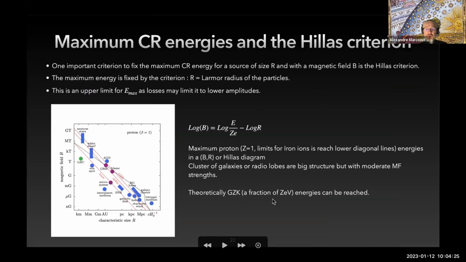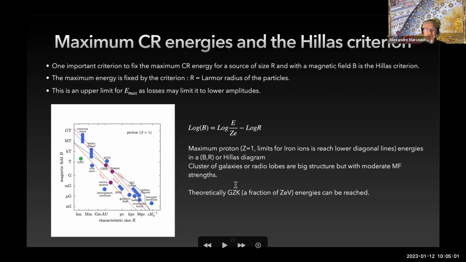Clusters, as has been mentioned by Dr. Paul, are also a possible source of highest energy cosmic rays. If you put his well-known Hillas plot, which equates the size of the structure with the Larmor radius of the particle, you can do a plot in B and R space, and you see that clusters lie in the region for the highest energy particles. For protons, they are close to the GZK cutoff, which is about a few times 10 to the 20 electron volts, basically because they are big.